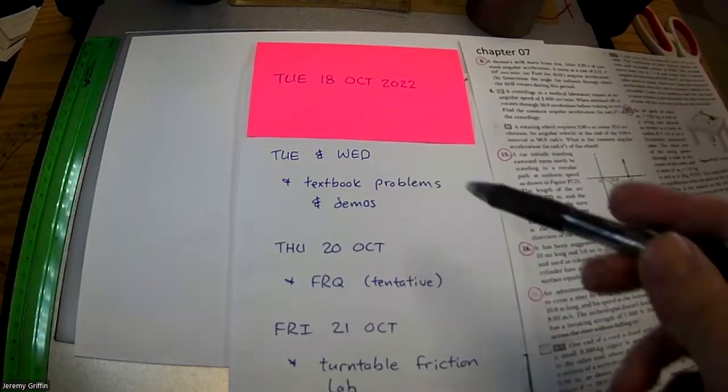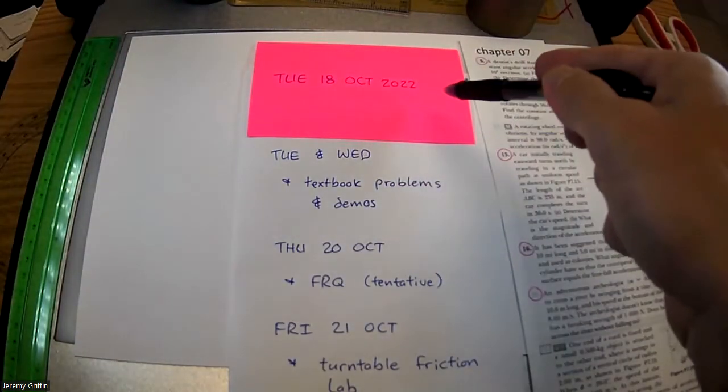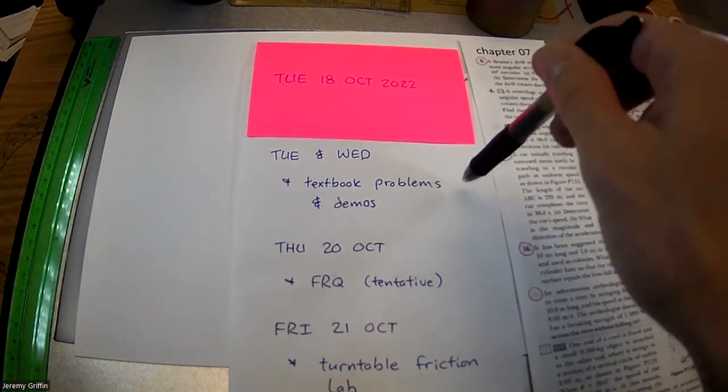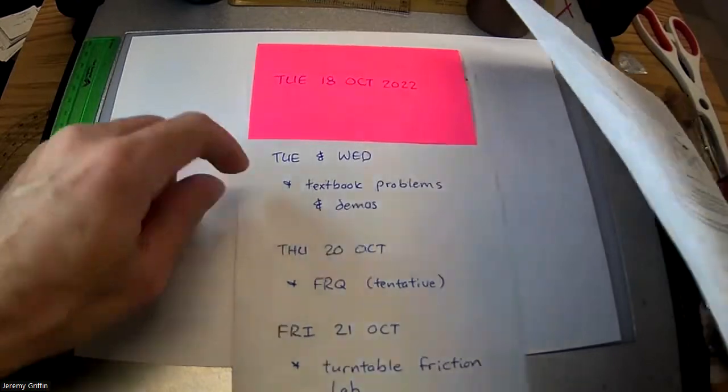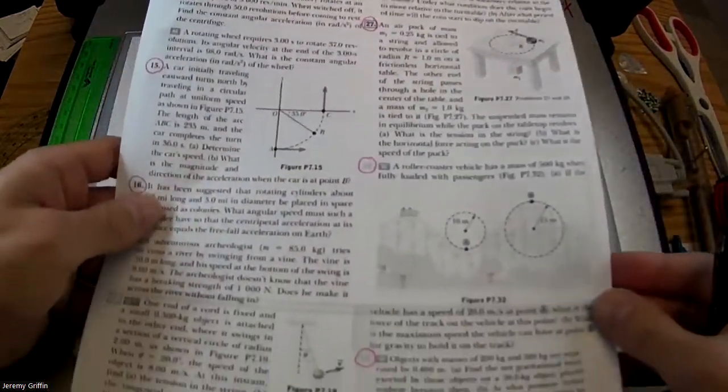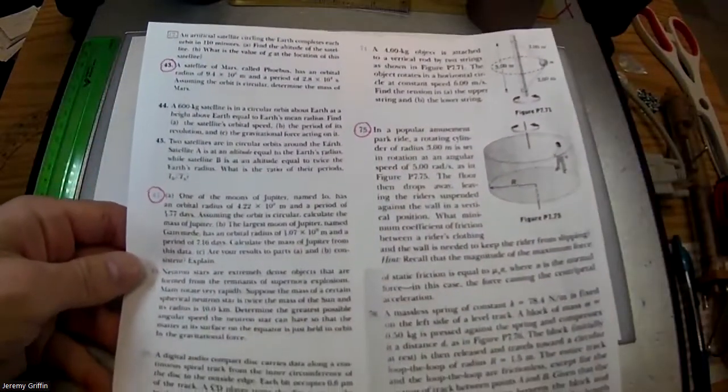Recording is rolling. So today is Tuesday, October 18th. I'm going to take today and tomorrow to do as many problems as I can with you guys. I've got some other demos I might slip in probably tomorrow, but today let's just do as many problems as we can. Okay, so I found a bunch from chapter 7 of your college physics textbook.